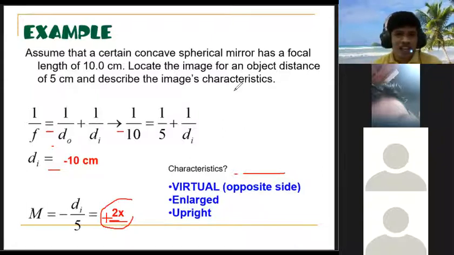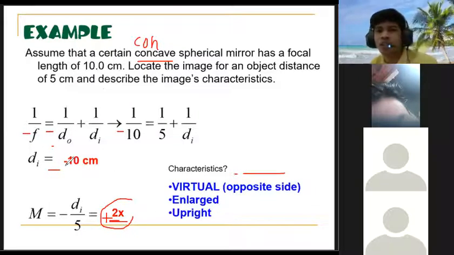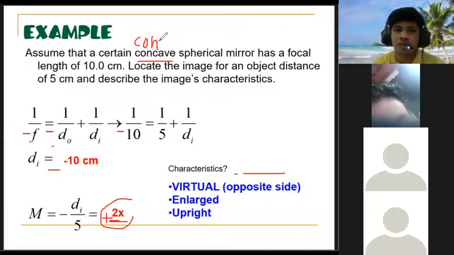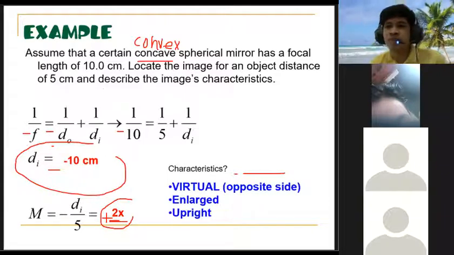Now, let's say this is a convex mirror. If this is a convex mirror, what you're going to do, class, is to make F negative, based on that rule. F is negative for a convex mirror. So if this is a convex mirror, you will have a different answer.